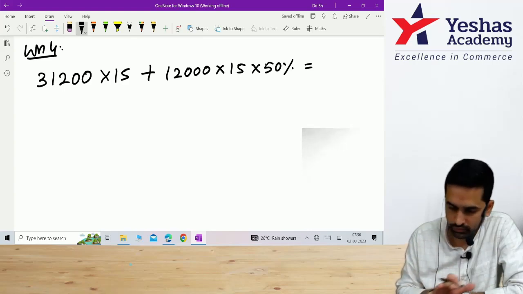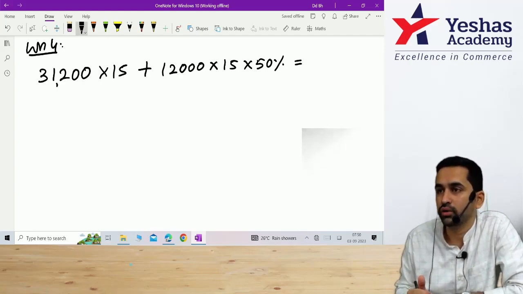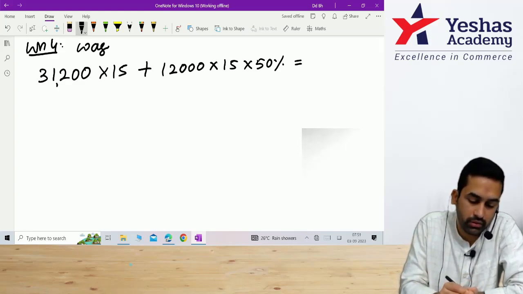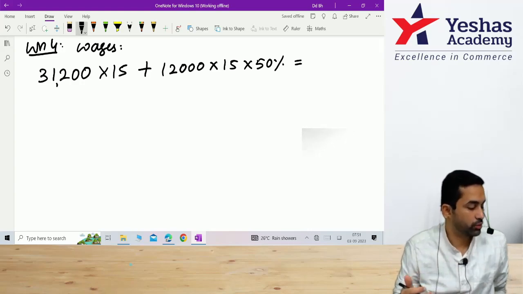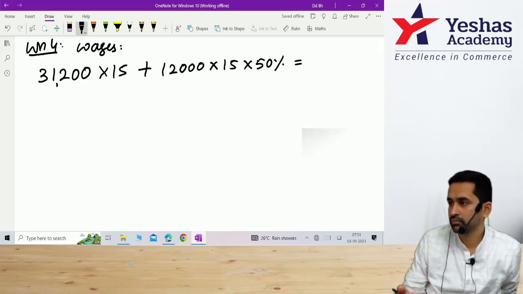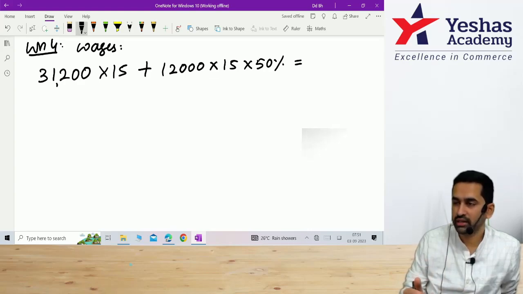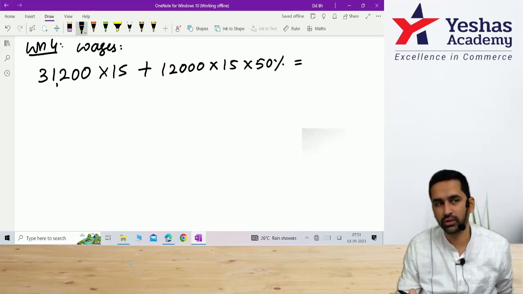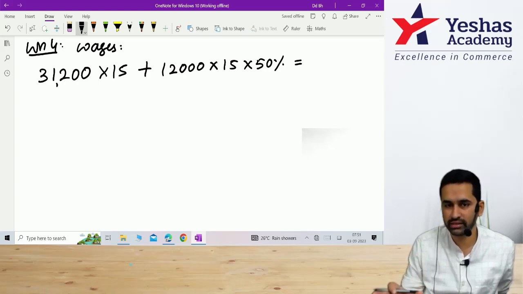Is it clear? First copy this. 31,200 units into 15. This is for labor or wages. 31,200 into 15. This is for the work they started and completed. Plus for another 12,000 they have started but only half done. So I'll be counting only half of the cost as this year cost. Balance half will count in the next year.